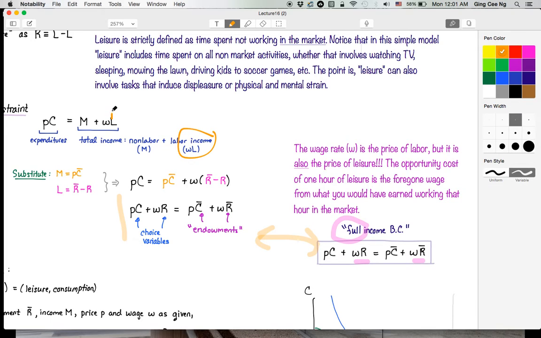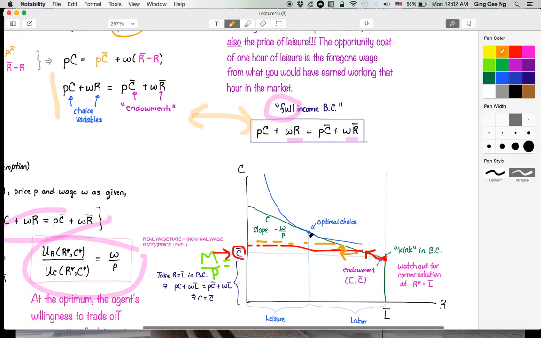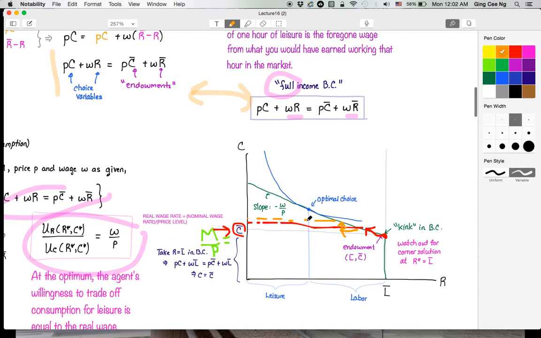Each time I decide to work more and consequently spend less time on leisure, that pushes this whole right-hand side up. My total purchasing power goes up, and therefore I'm able to spend more. That's why C is able to increase, from a feasibility perspective, each time I spend more time on labor and less time on leisure.